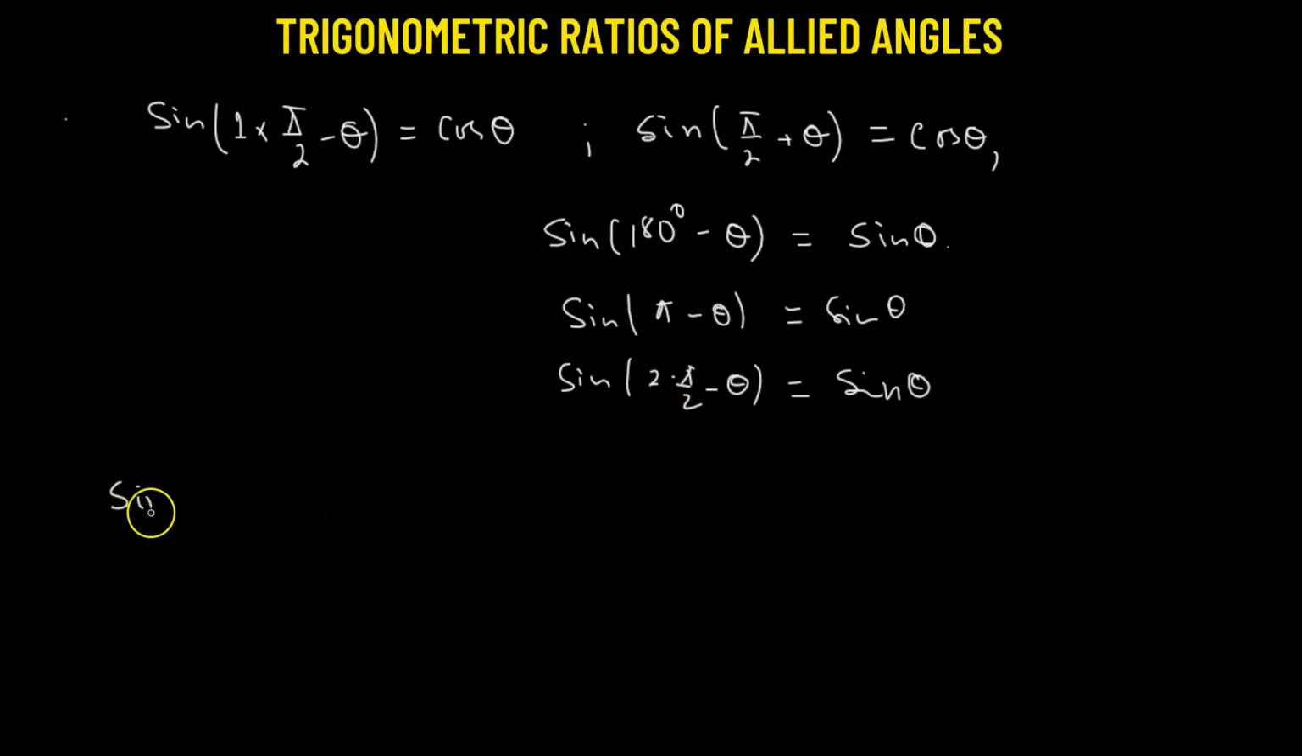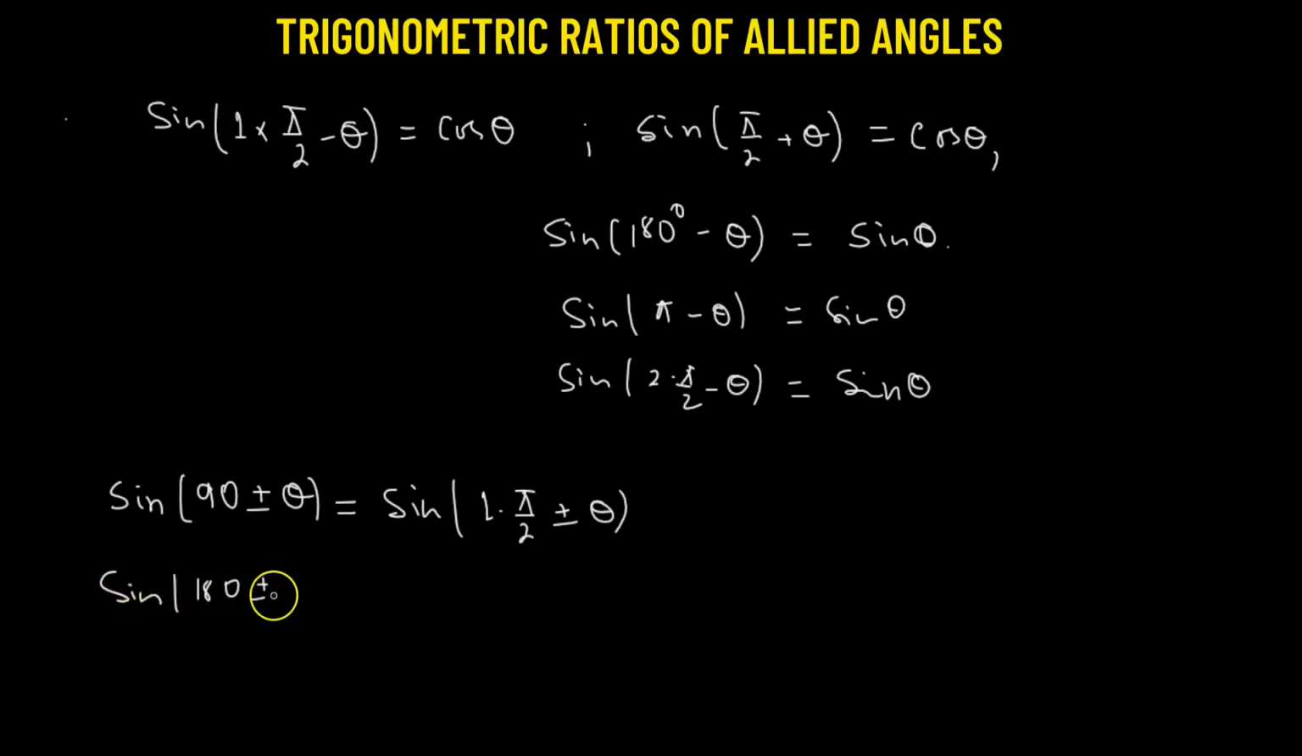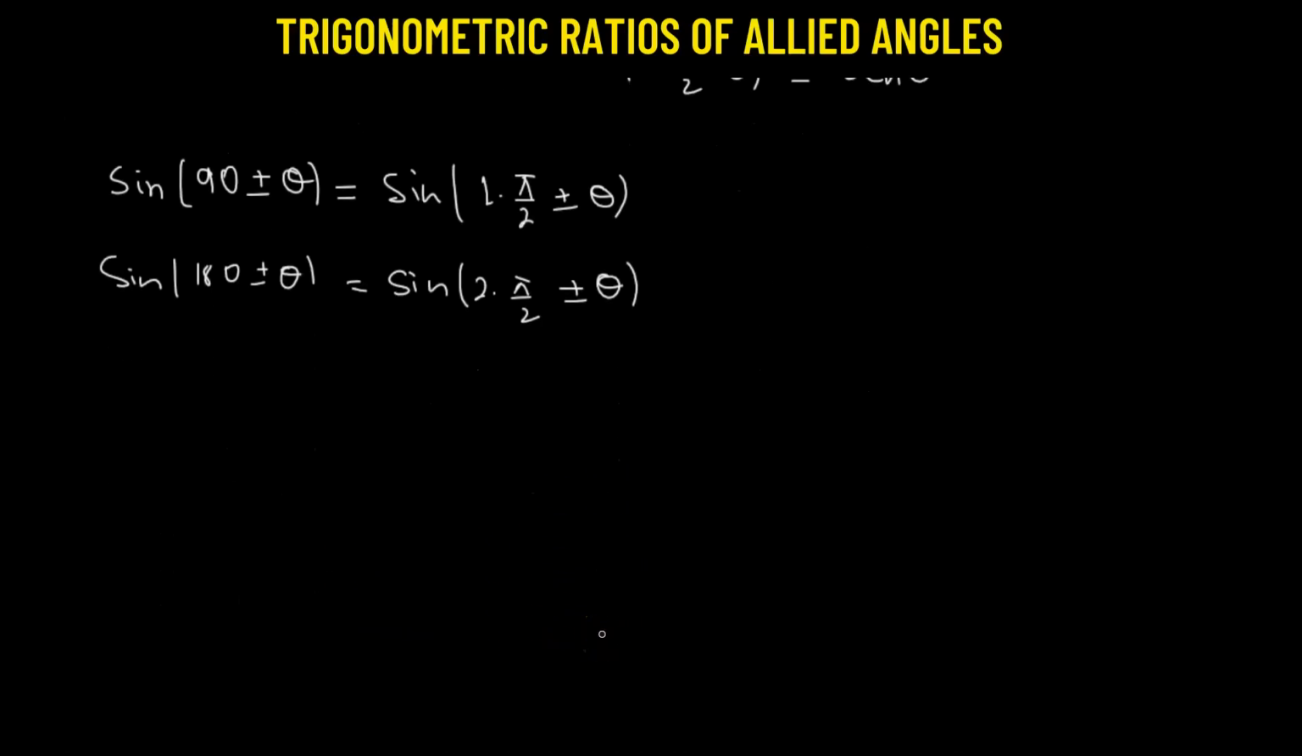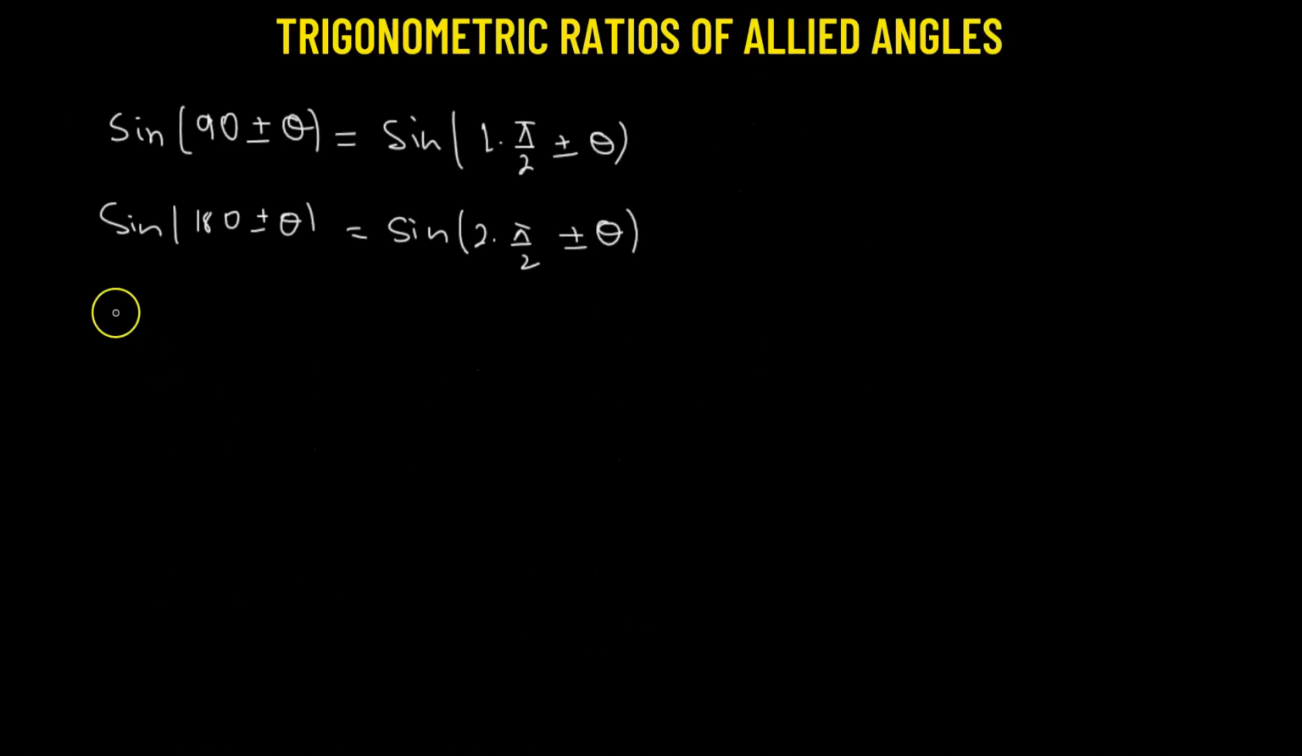Meaning, if we have sine, it could be any function, I'm starting with sine. If we have sine of 90 plus or minus theta, we're going to rewrite it as sine of 1 multiplied by pi over 2 plus or minus theta. If we have sine 180 degrees plus or minus theta, we're going to express it as sine 2 times pi over 2 plus or minus theta. Then if we have sine 270 degrees plus or minus theta, we're going to express it as sine 3 times pi over 2 plus or minus theta.